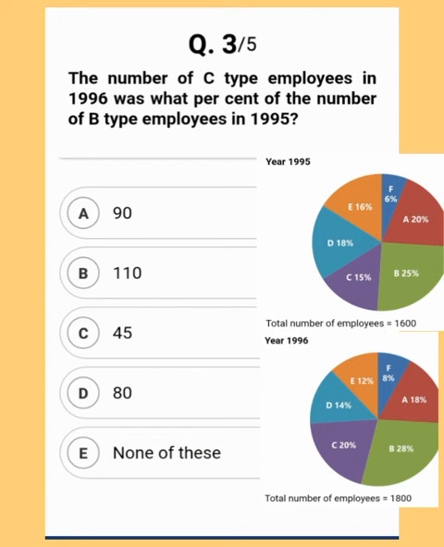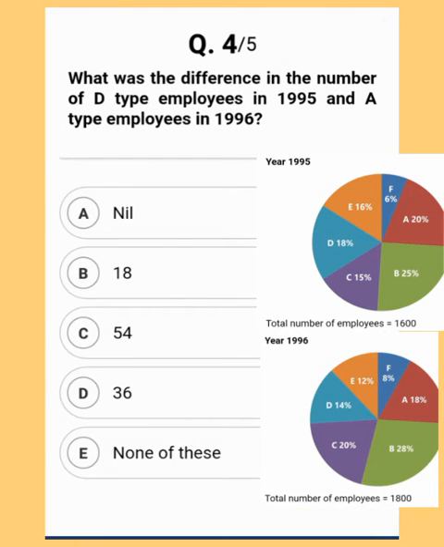The number of C-type employees in 1996 was what percentage of the number of B employees in 1995? Option A 90, option B 110, option C 45, option D 80, or option E none of this. Moving to the next question. What was the difference in the number of D-type employees in 1995 and A-type employees in 1996? Option A nil, option B 18, option C 54, option D 36, or option E none of this.